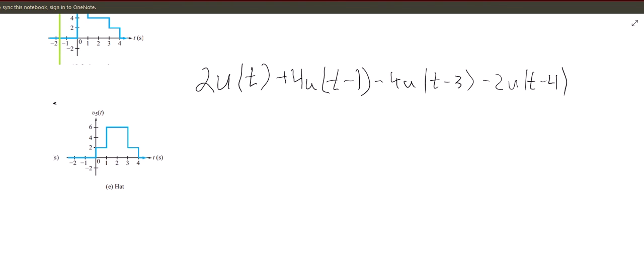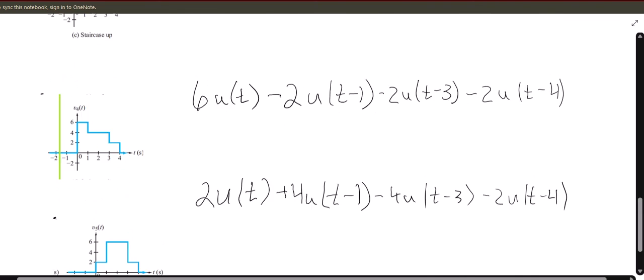And let's see, that's 2 plus 4 is 6, minus 4 is 2, minus 2 is 0, so we're back where we started from. Changes at 0, 1, 3, and 4, so that looks good. Okay, and check my answer here. 2u of t plus 4u of t minus 1 minus 4u of t minus 3, yep, looks good. All right.